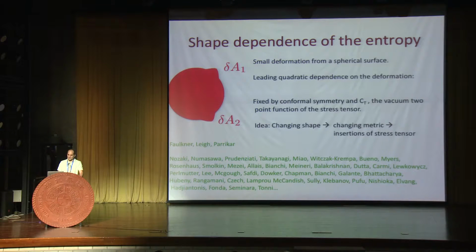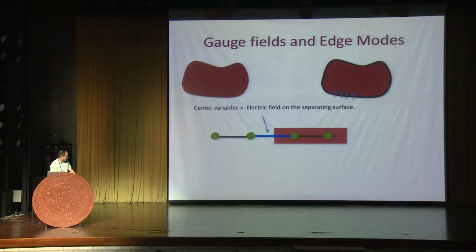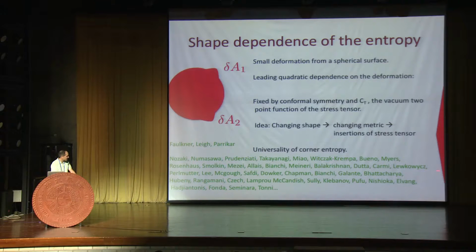And that fixes completely this dependence of the entropy. So the idea is simply that changing the shape is the same as keeping the shape fixed and then changing the metric, and changing the metric is related to insertions of the stress tensor. And this also allows us to understand the universality of the corner entropy that had been observed previously. So if you have a region with a corner close to pi, then that has a general form given by CT also.